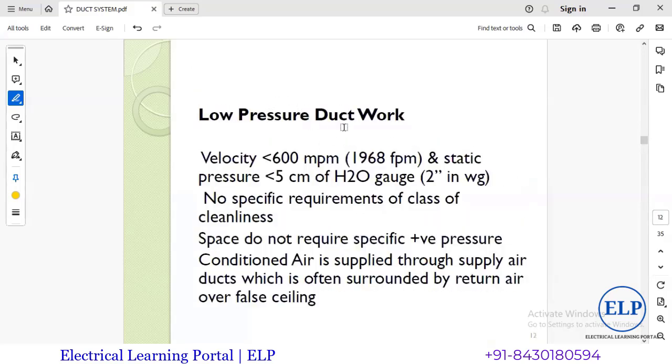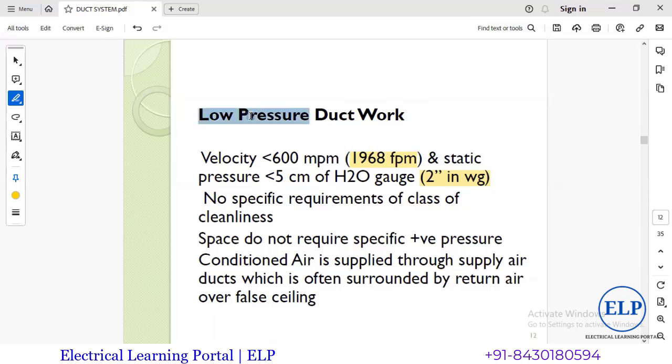A low velocity system is one whose velocity is less than 1968 FPM, and whose static pressure is less than 2 inches. This is a very important point. Here the velocities are already defined: the velocity should be less than 2000 FPM, and the static pressure, the ESP calculation, should be 2 inches or less. This is called low pressure ductwork.